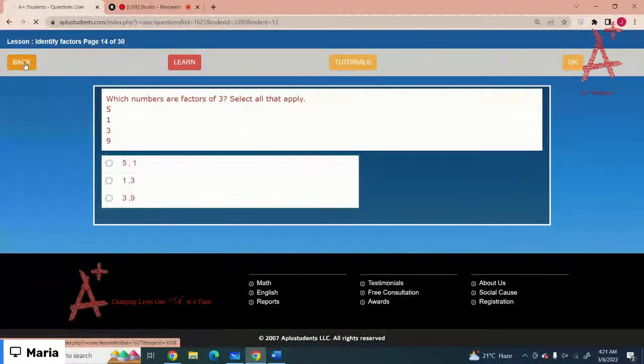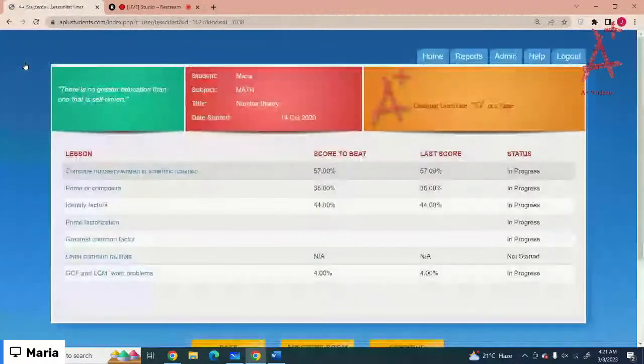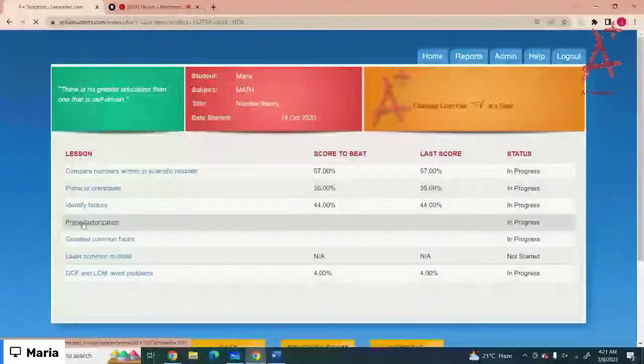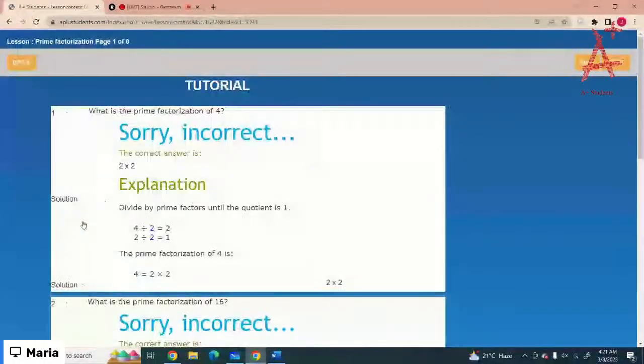Okay, the next lesson is prime factorization. So prime factorization means all the numbers must be prime, all the factors must be prime. Got it? So let's start with the first example. What is the prime factorization of 4? So how do we do prime factorization of 4?